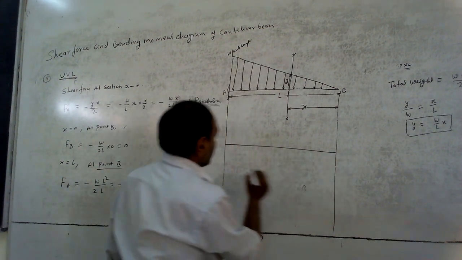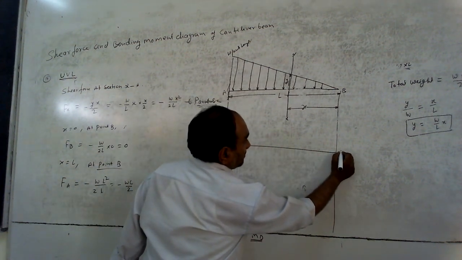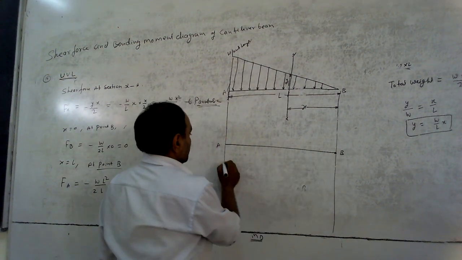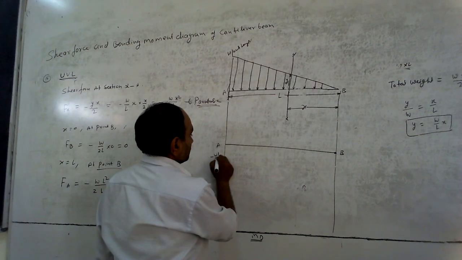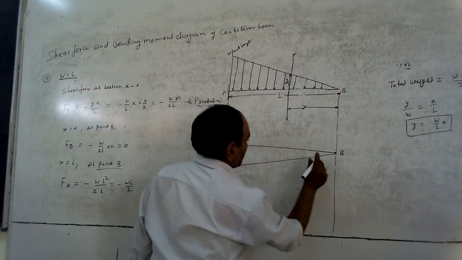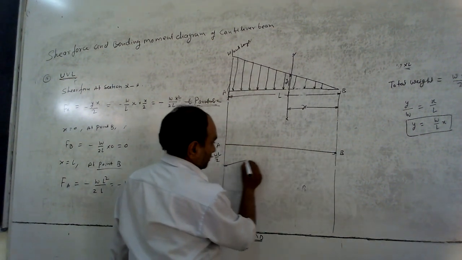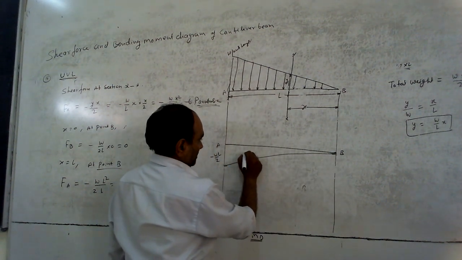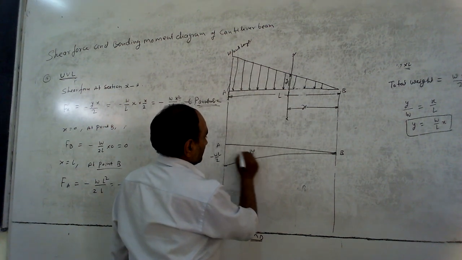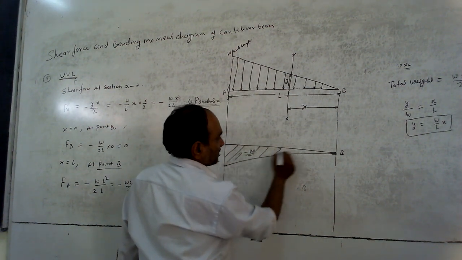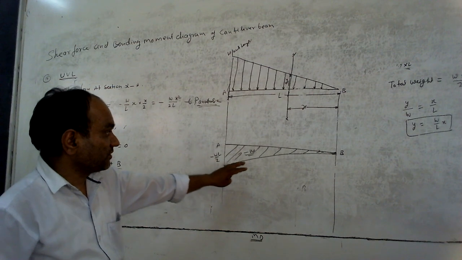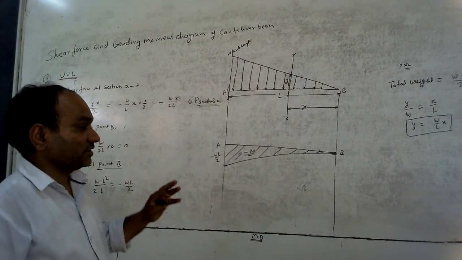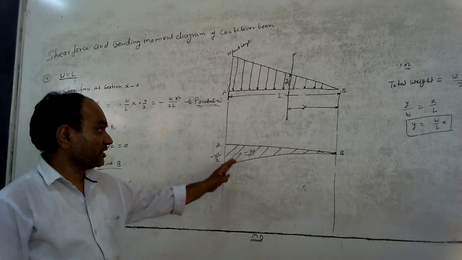Draw the shear force diagram of this beam. Here is 0. Here is minus KWL by 2. This is a parabola, not a straight line, but a parabola. This is a negative shear force. In the whole beam A to B, the shear force is negative.